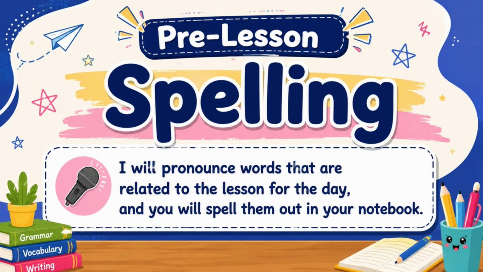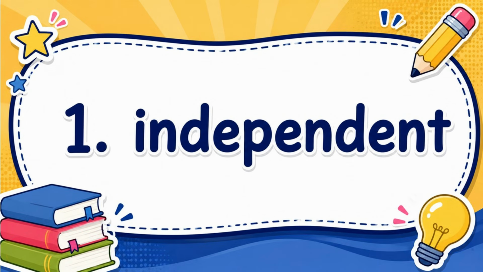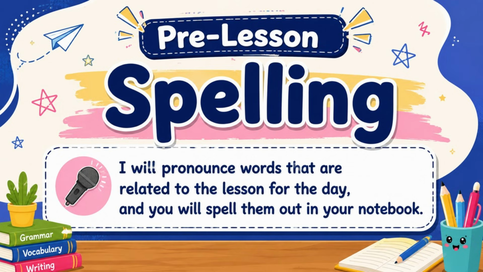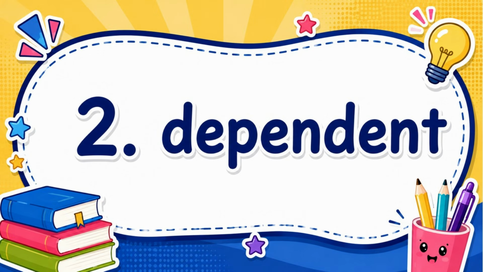It's spelling time. I will pronounce words that are related to the lesson for the day, and you will spell them out in your notebook. Number 1. Independent. Number 2. Dependent.